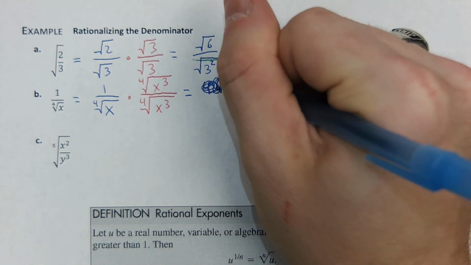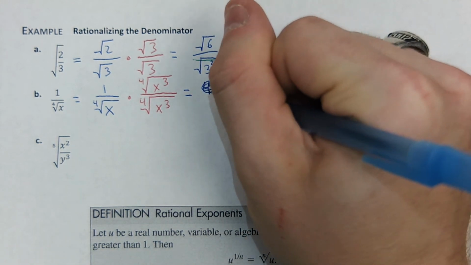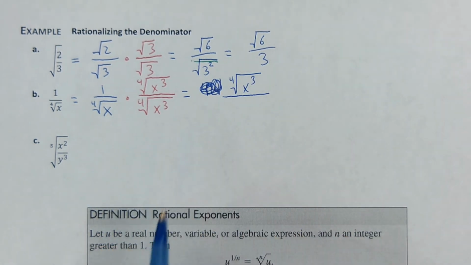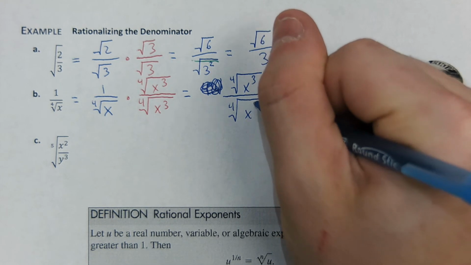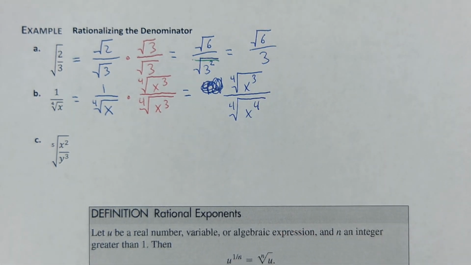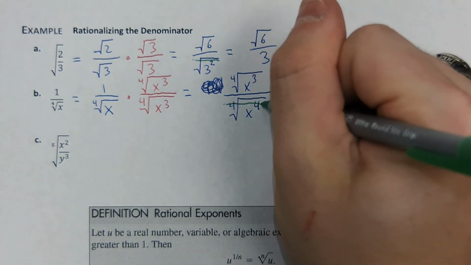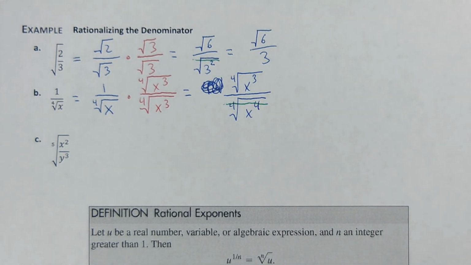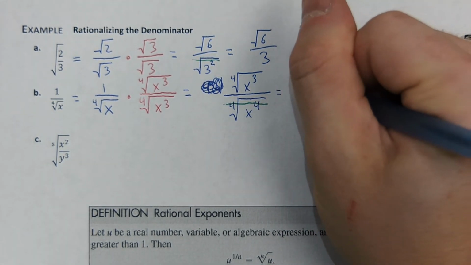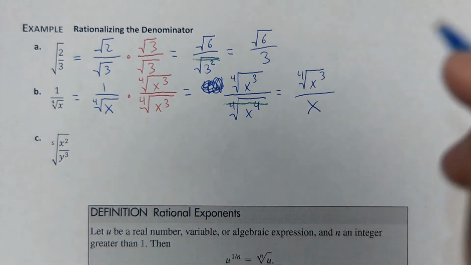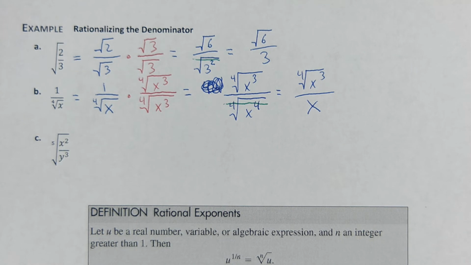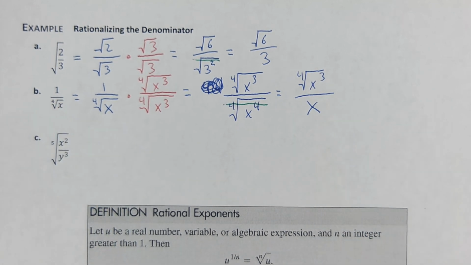Fourth root of x to the third. And on the bottom, I'm going to have the fourth root of x to the fourth. Again, really trying to drive home the fact that when the root index matches the exponent, those things cancel each other out. This and this are 100% identical.